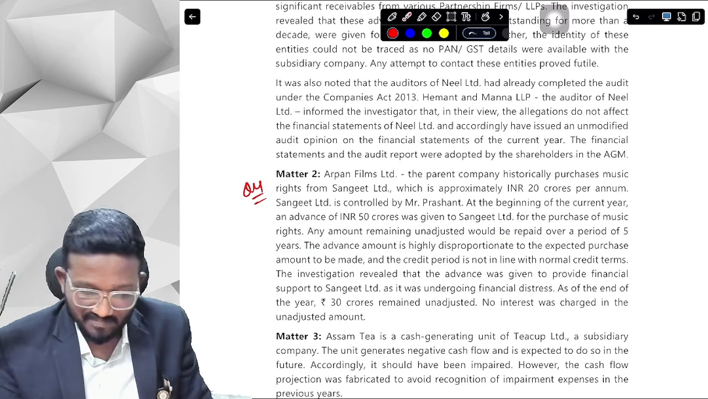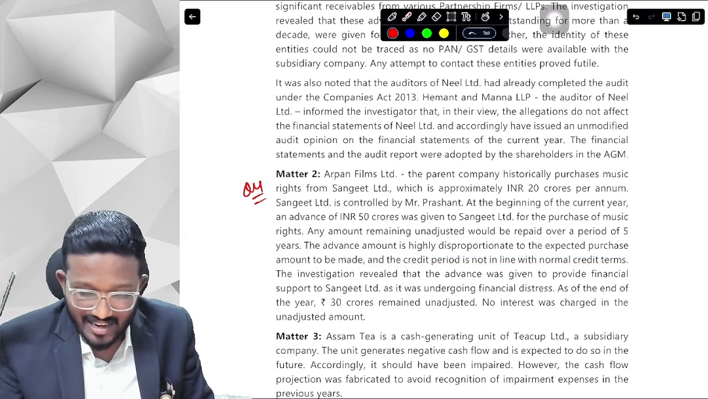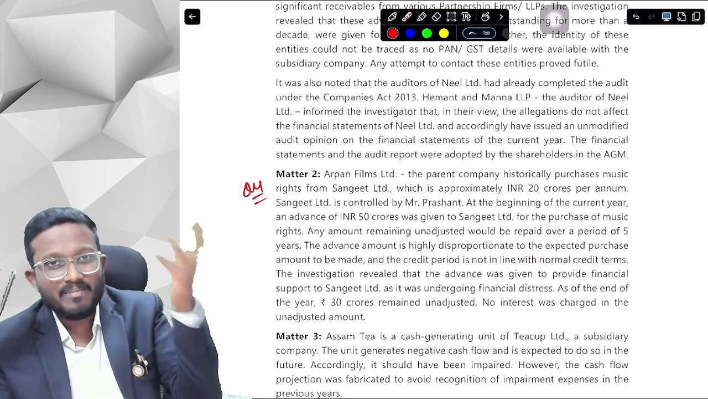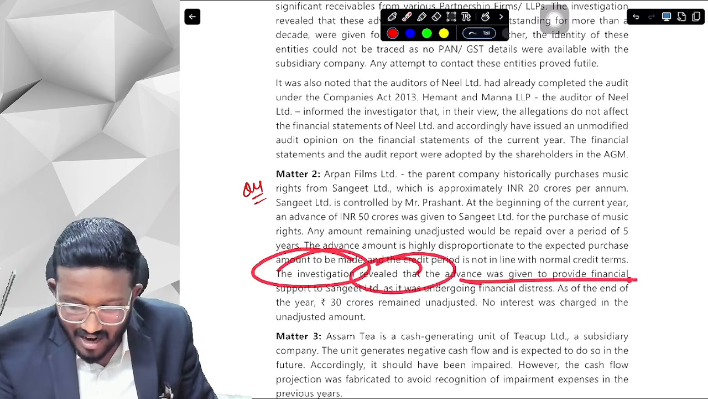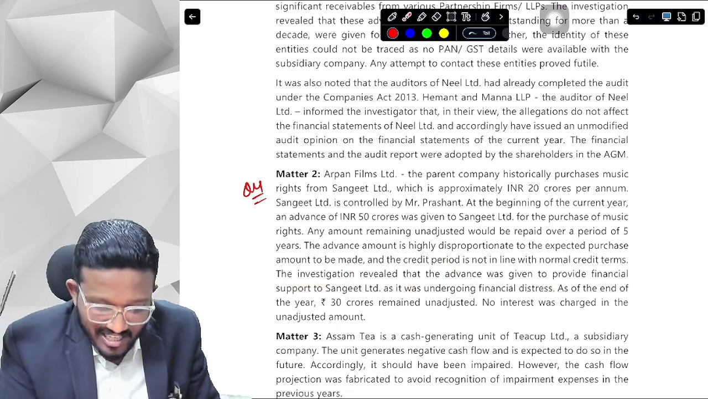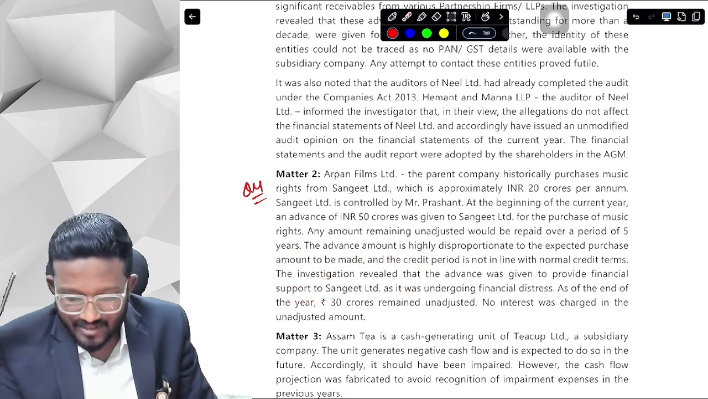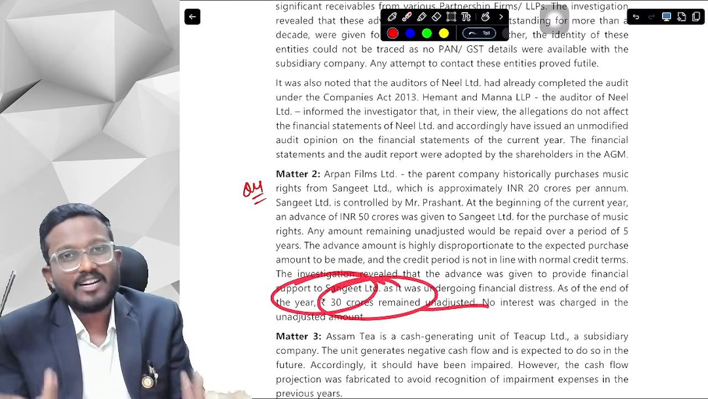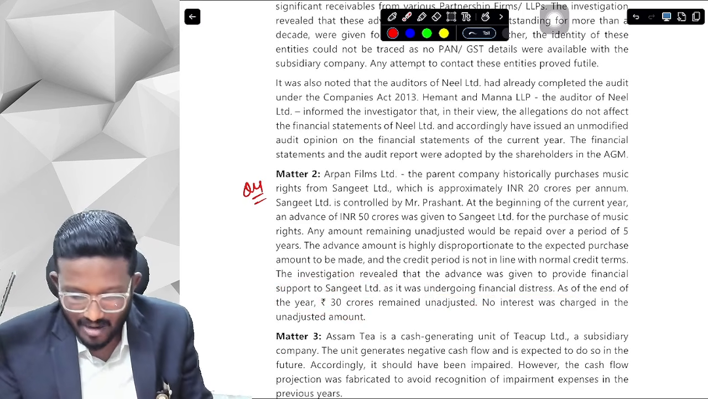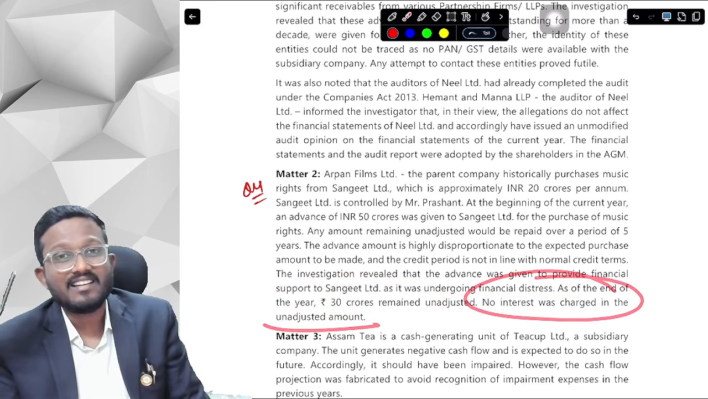Oh my god. And the credit period is not in line with the normal credit terms. Obviously, sir, a credit period of 5 years is not in line with the normal credit terms. Investigation revealed that the advance was given to provide financial support to Sangeet Limited as it was undergoing financial distress. As at the end of the year, 30 crore remained unadjusted, obviously because 20 crore is the purchase amount. So no interest was charged on the unadjusted amount.